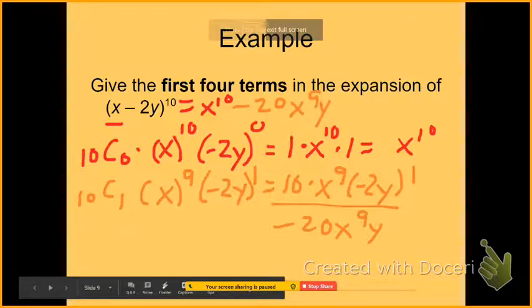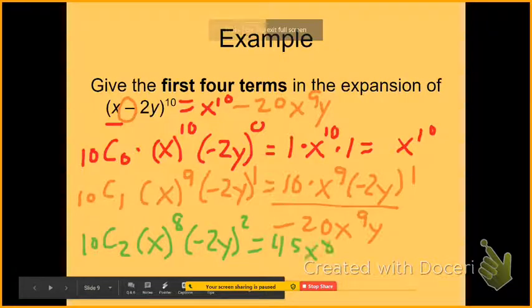So when you expand a binomial and it's a difference, it's going to alternate from positive to negative, because look what happens to the next term. 10 choose 2 times x to the 8th times negative 2y squared. Okay, so 10 choose 2 is 45, times x to the 8th times positive 4y squared, because negative 2y squared is positive. So 45 times 4 would be 180, so it would be plus 180 x to the 8th y squared.